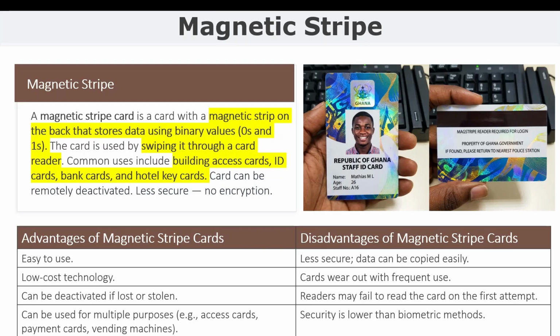The card can wear out with frequent use because we keep swiping it through the card reader. Then the readers may also fail to read the card, especially when it's the first time you are using it. Security layer, because there's no biometric method, it is not too safe. Security-wise, it is lower than the biometric method of verification. So that is it about magnetic stripe.